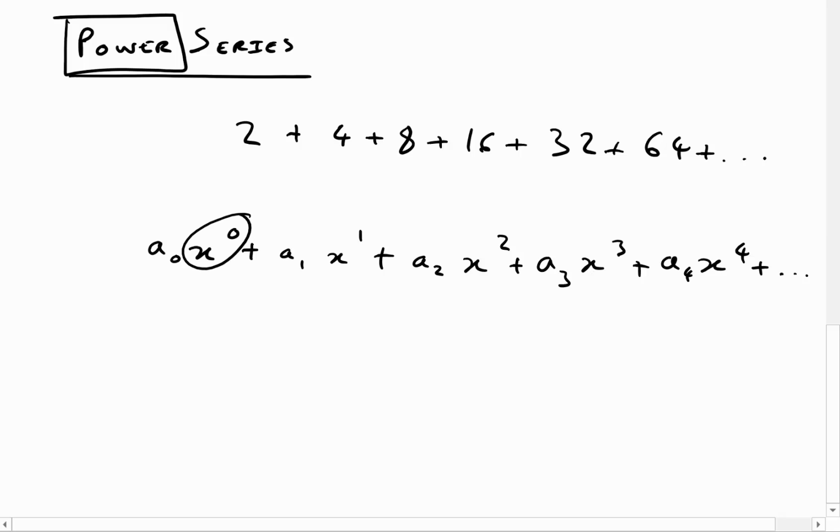Okay, what is x to the power 0? Anything to the power 0 is always going to be 1. So it's just going to be 1 times a0, so therefore that's just going to be a0. Then a1 times x to the power 1. Well, x to the power 1 we just write as x. So this would now be a power series.